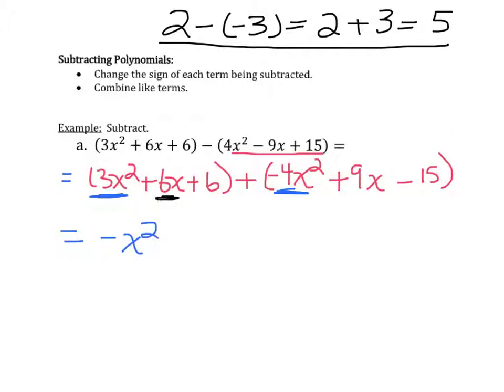And when I combine these two terms here, that's going to be a plus 15x. And then last but not least, I can combine these last two terms here, which is a minus 9. So I get a negative x squared plus 15x minus 9.